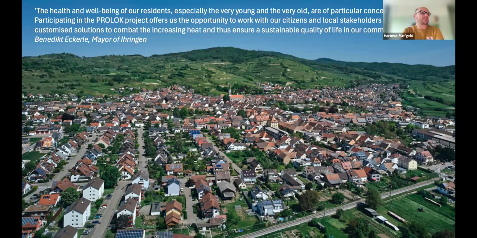And Ihringen is a very typical small community in many ways, with 6,300 inhabitants. Still quite a lot of agriculture, but also some commercial areas, some tourists. Demographic change is also taking hold in Ihringen, but there are also some young families because it's very well connected to Freiburg and so on.